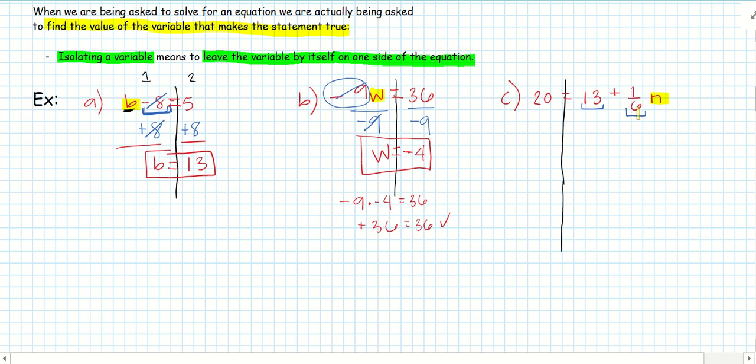So let's go ahead and get started. We have two values: the positive 13, and the 1 over 6. There's always an easier value to get rid of first, and that is the value that does not have the variable. Let me make a note on that. It's always easier to get rid of the number with no variable first.